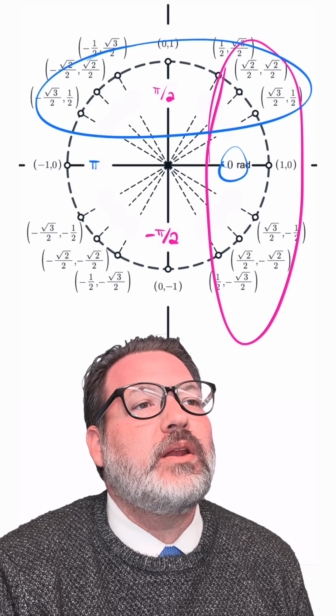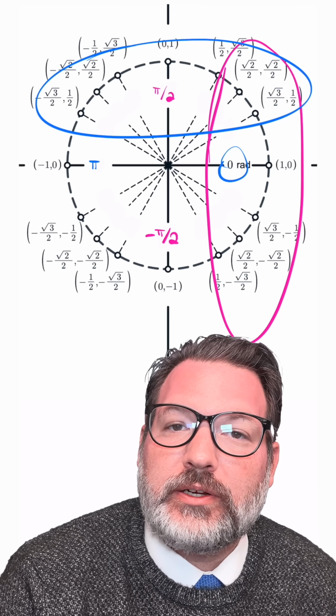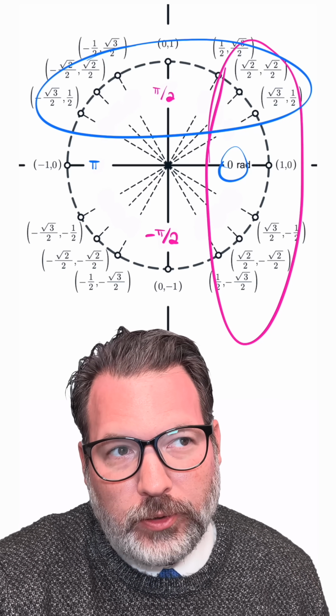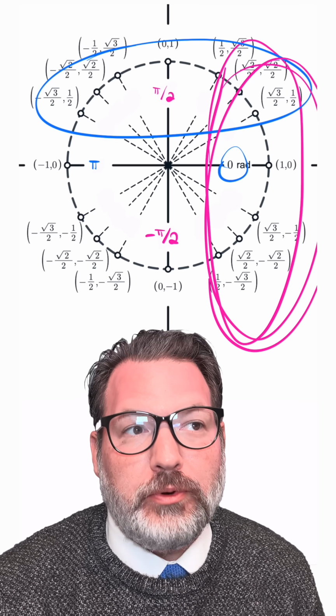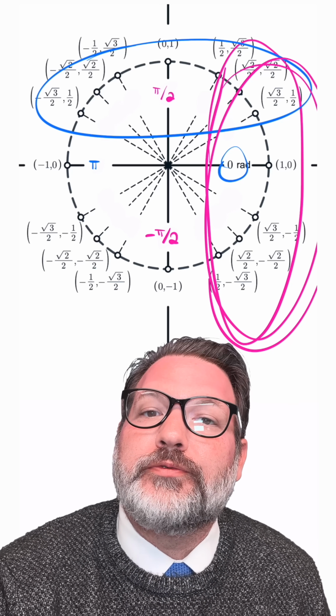For arctan, we need a place where the ratio between sine and cosine would be unique, and although there are multiple ways to do it, that turns out to be the same thing as restricting ourselves to negative pi over 2 to pi over 2 for arcsine.